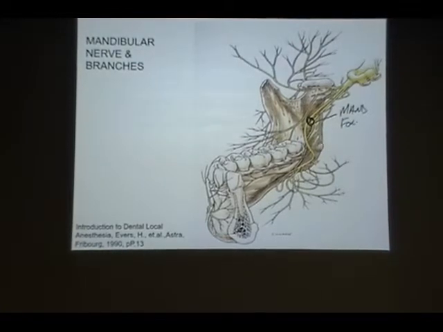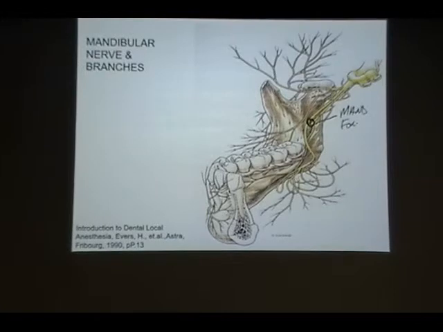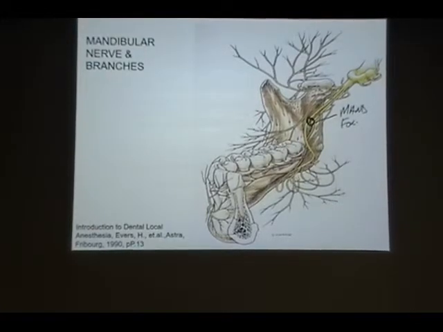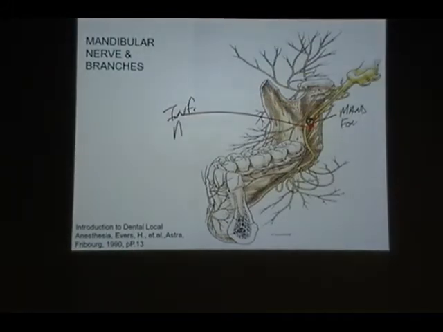And once this branch here goes in there, it is going to innervate the dentition. So this is the inferior alveolar nerve, okay?